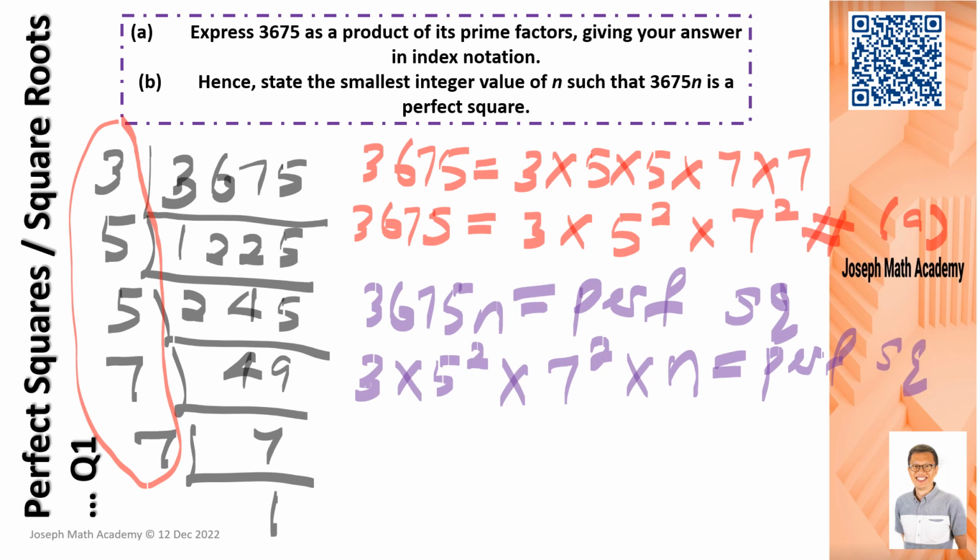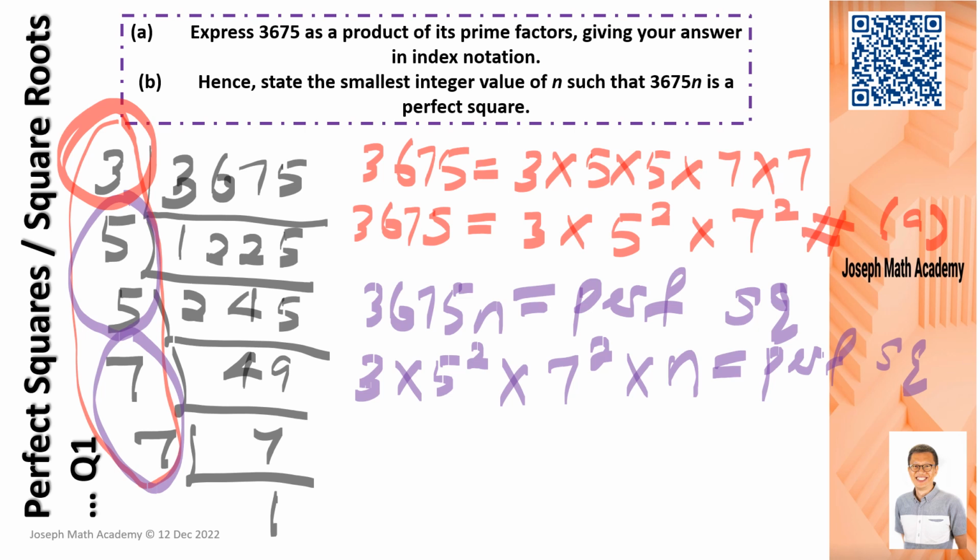Okay, so remember a perfect square is a number that can be square rooted. So let's take a look. 5 appears twice, so it can be square rooted, because 25 appears twice means 25 can be square rooted. 7 appears twice means 49 can be square rooted. But unfortunately, 3 appears once only. So 3 cannot be square rooted. It gives us a decimal value.